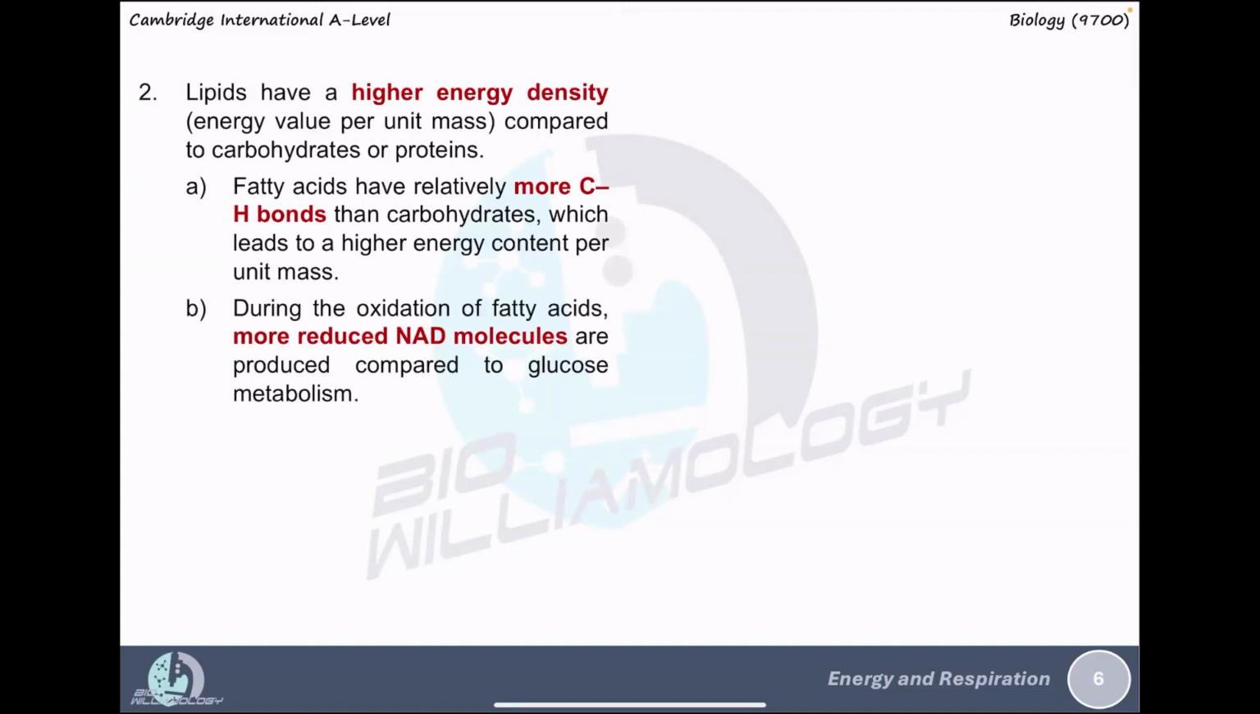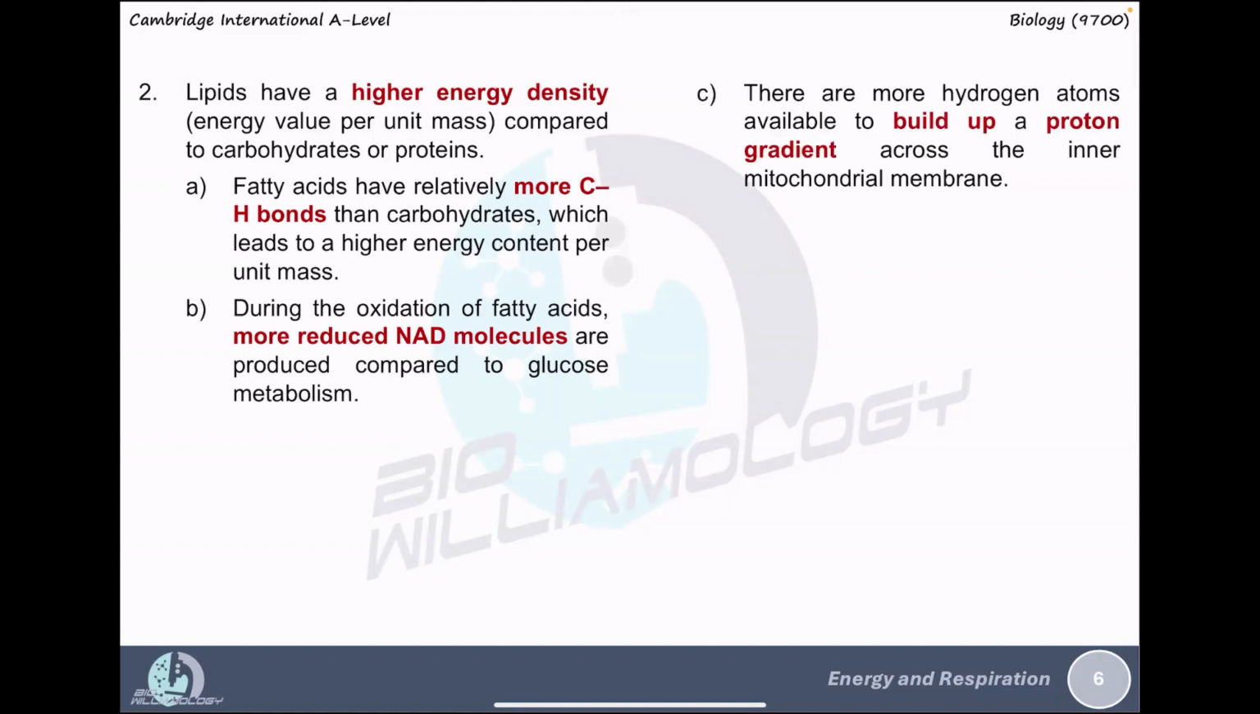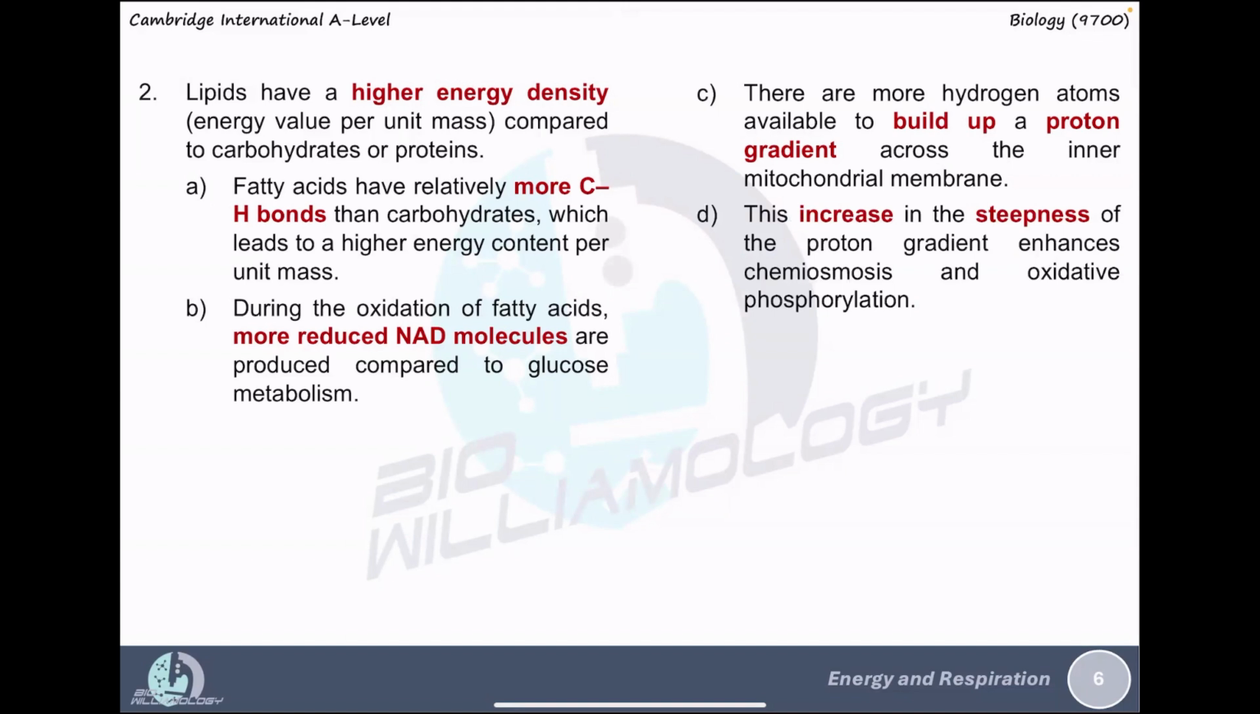During the oxidation of fatty acids, more reduced coenzyme molecules are produced compared to glucose metabolism. So there are more hydrogen atoms available to build up a proton gradient across the inner mitochondrial membrane. This increases the steepness of the proton gradient, which enhances chemiosmosis and oxidative phosphorylation, resulting in higher production of ATP during aerobic respiration.